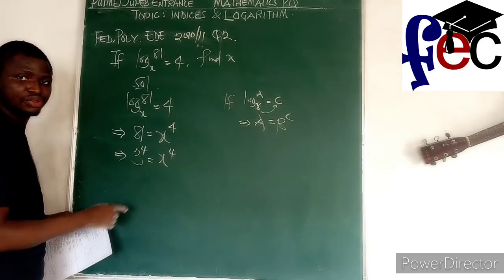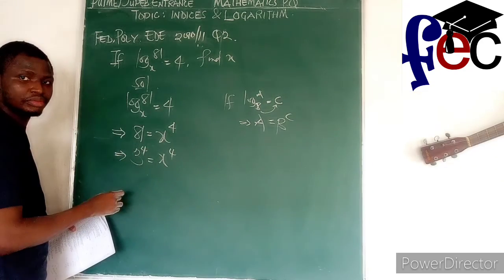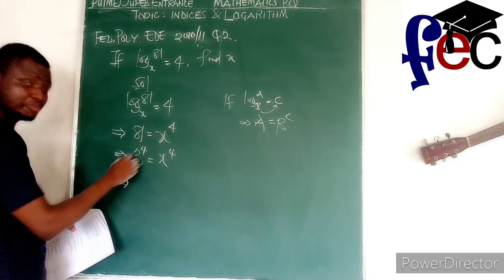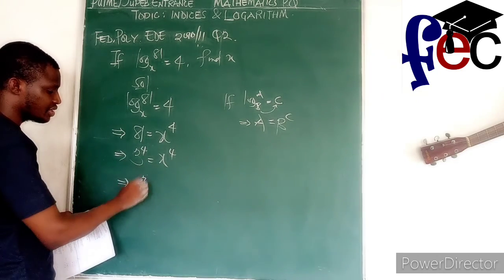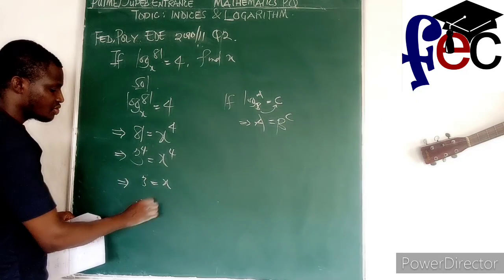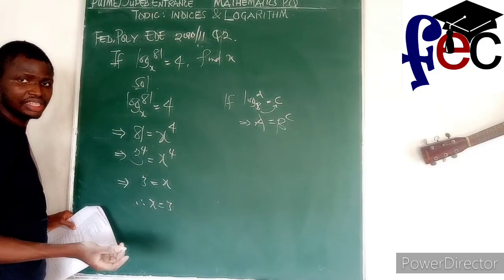So what do you observe in this equation? The powers are the same. Then I can infer that the bases too will be the same. That means 3 will be equal to x. So that x is 3. It's as simple as that.